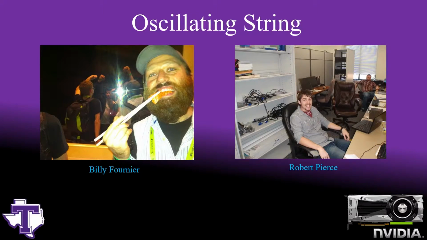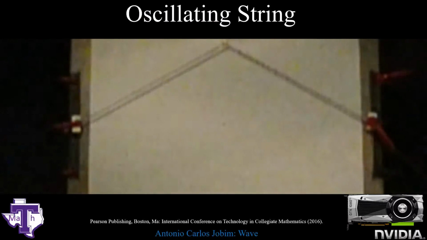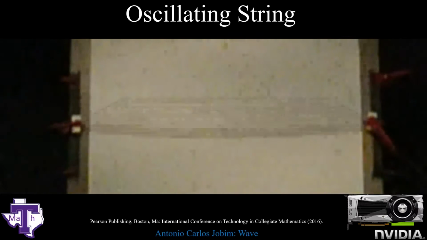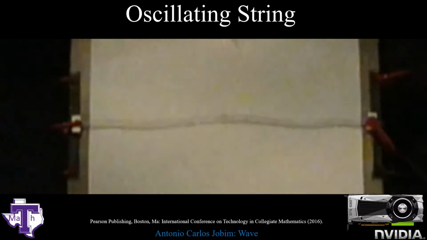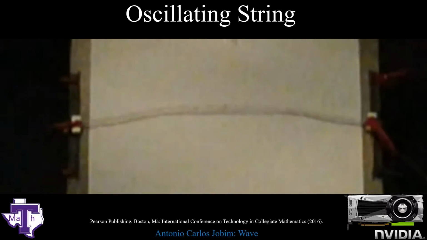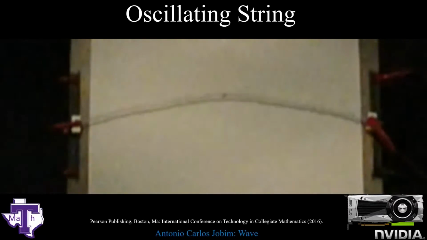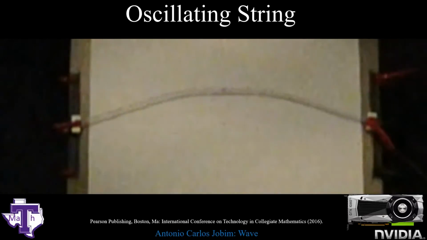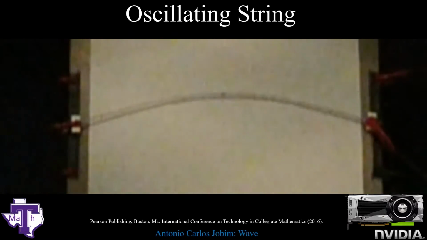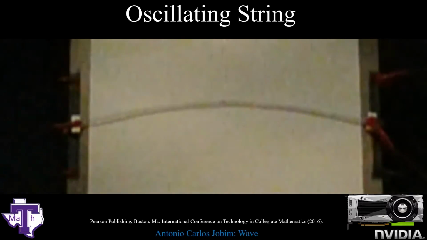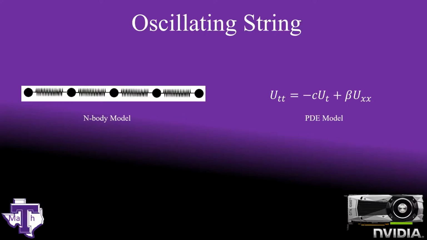So we went to Walmart, got a bungee cord, got a couple of C-clamps, clamped it down, got a high-speed camera, and took a picture of it. So this is what a string actually looks like. So remember what this looks like. And then we took some measurements and solved the partial differential equation.